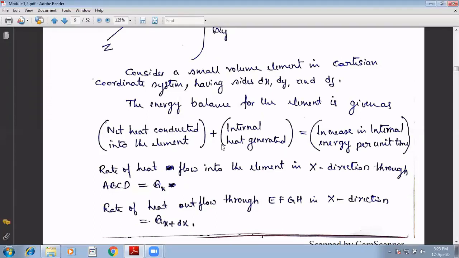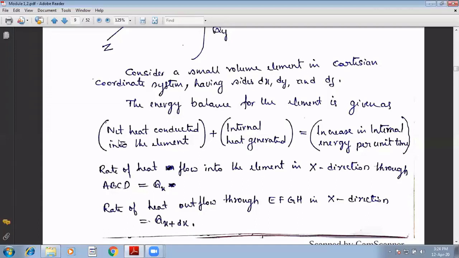Here again, we consider the conservation of energy, the first law of thermodynamics, which is del Q equals dU plus del W. Now, del Q is nothing but the net heat conducted into the element plus internal heat generation. dU is the change in internal energy, and the del W term is missing because the work done is negligible compared to the change in internal energy, heat generated, and heat conducted considered together. Now, that term is neglected.